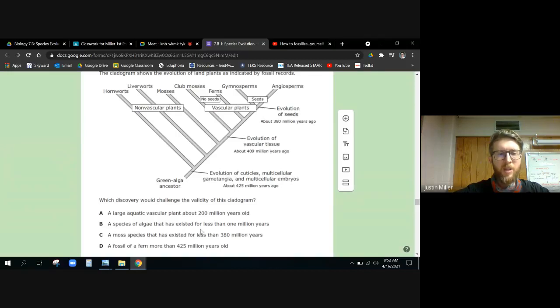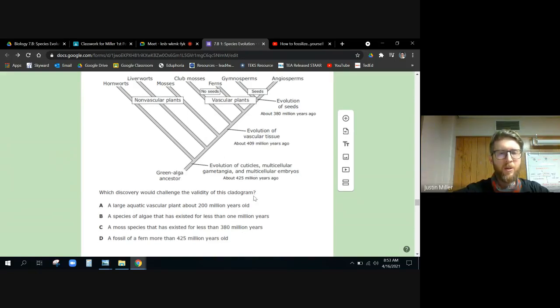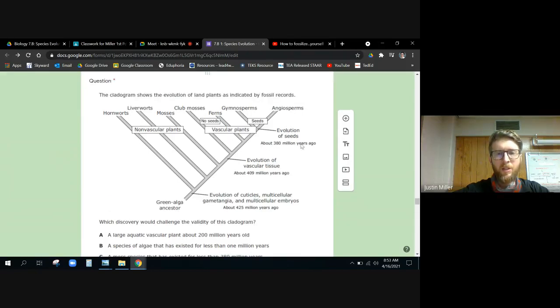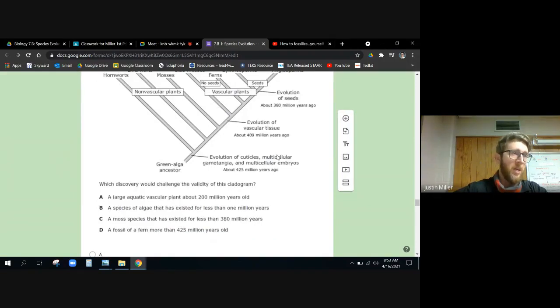A species of algae that has existed for less than 1 million years. Where are algae? Here's algae. Algae have existed since basically the beginning of time. So if you found one that was less than 1 million years old and they're still around today, that's not weird, right? So that's not it. A moss species that has existed less than 380 million years. So here's 380 million years ago. Is it weird to find a moss? Well, moss is still around today, right? So it's not weird to find moss that's less than 380 million years old because it's still here today. Of course it was around. It wouldn't be strange to see it greater than 380 maybe, but not less than.